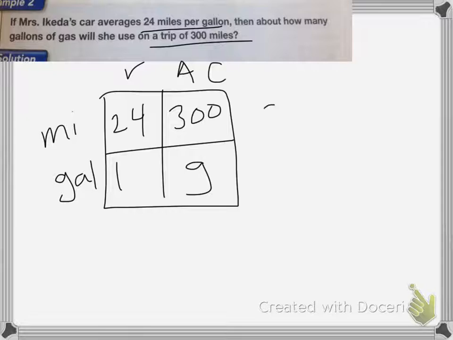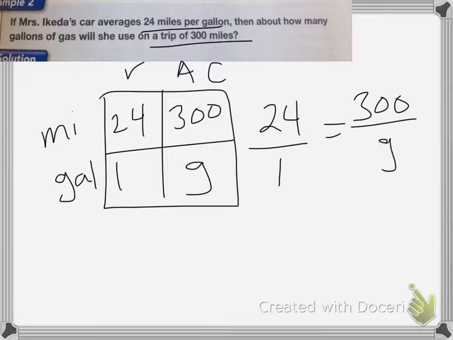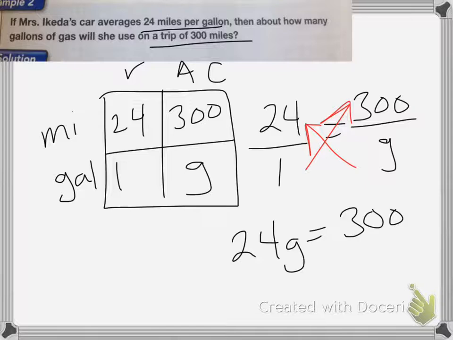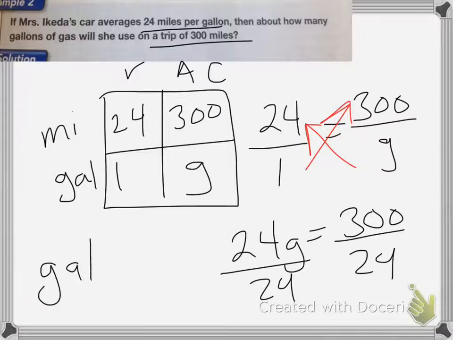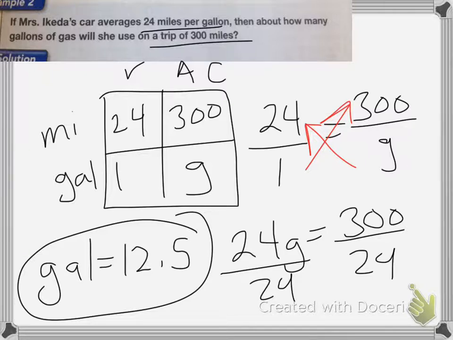Again, we're going to write our proportion. 24 over 1 equals 300 over gallons. I end up with cross products. 24 gallons equals 300. I'm going to divide those by 24. So my gallons is going to be 300 divided by 24, which is equal to 12.5. So she will need 12.5 gallons of gas to make her trip.